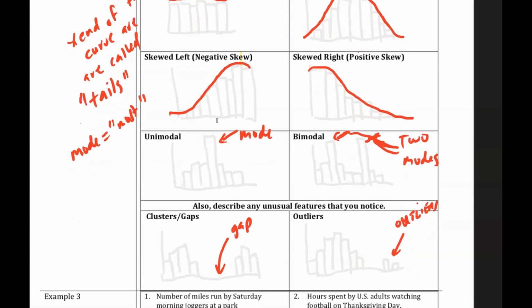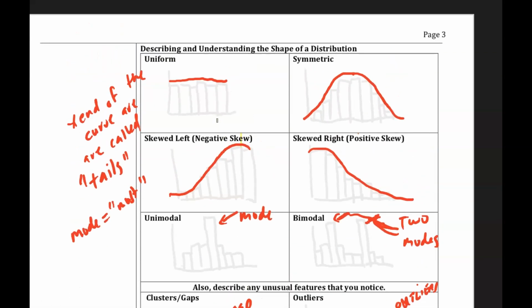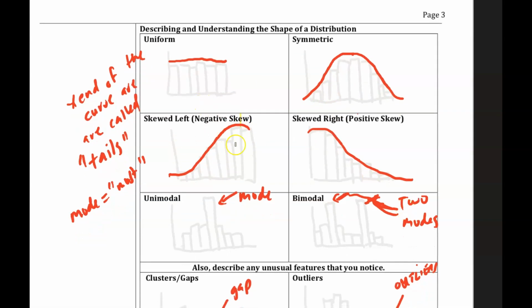These are all the different shapes a distribution can take, or data values, and each shape tells its own story. You can see you have uniform, symmetric. You can see the data of a histogram being skewed left, skewed right. You can also say negative skewed or positive skewed. And it depends upon what we call the tails, right? The tails are the ends of these curves here.